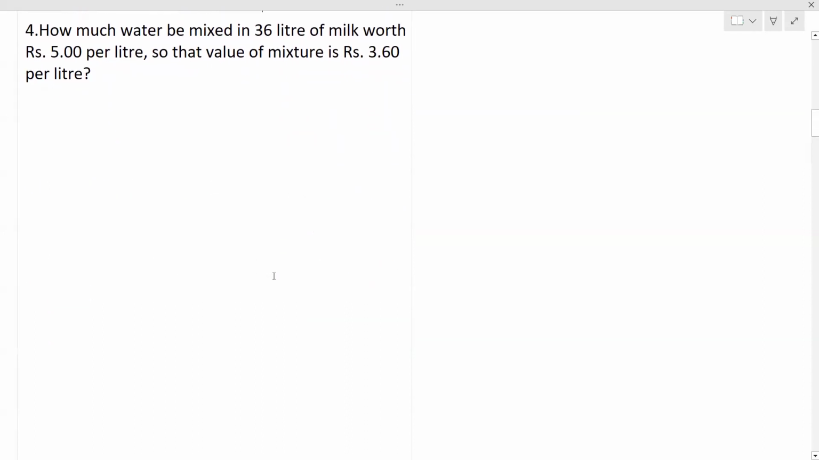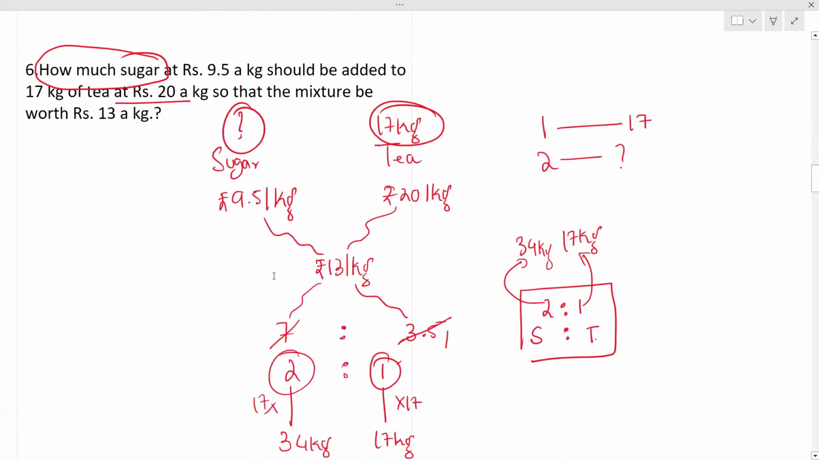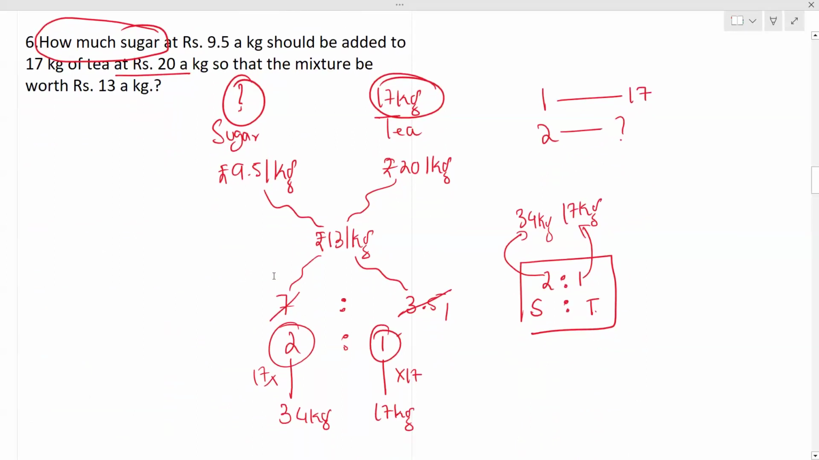Solve this one here. You'll get a better understanding. The question is how much sugar at 9.5 a kg should be added to 17 kg of tea so that the mixture be worth 13 a kg. Getting it?